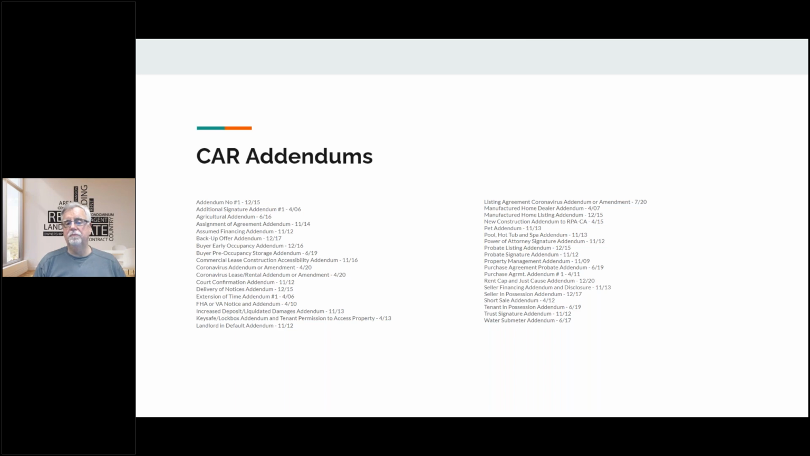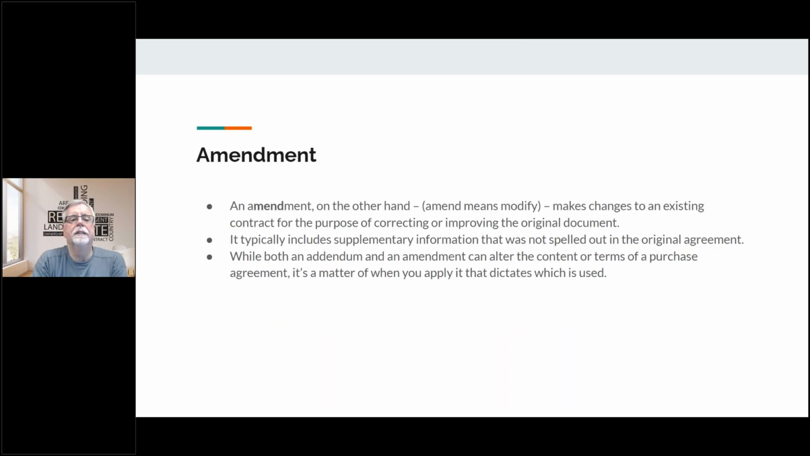And then maybe we'll work in some of these others as we go along. Now, the word amendment contains the word mend, right? And so to mend something is to fix something. To amend something means to modify something. So whereas an addendum adds something to a contract, an amendment mends or changes something that's in the existing document. So it would be supplemental, other information that's not spelled out or maybe is even incorrect.